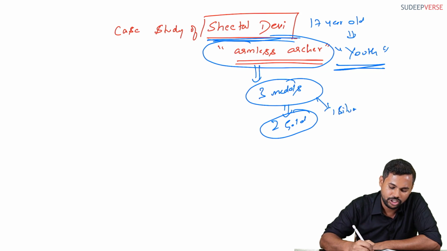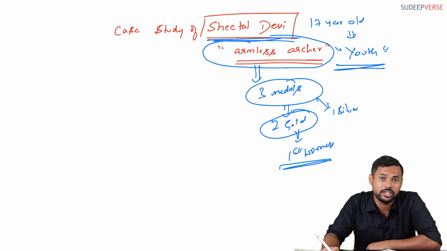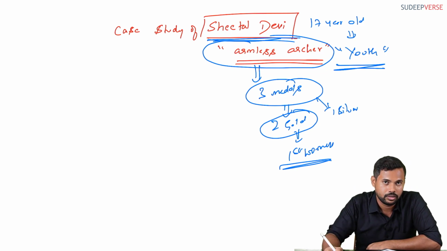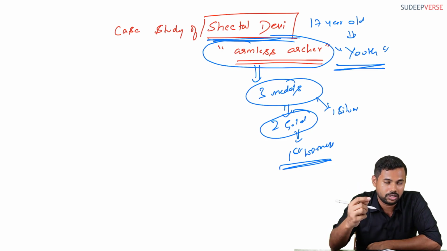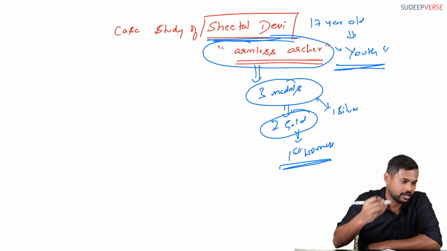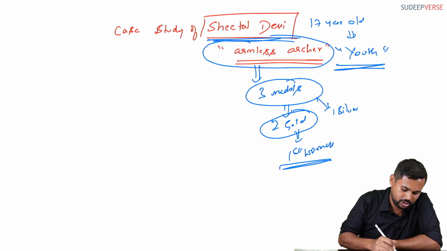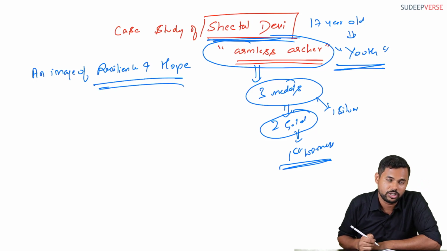Okay, and she is the first woman to win 2 gold medals in 1 Asian Para Games. So that is a huge achievement. Now, barring all that aside, she is an armless archer. To reach that level shows that she is an image of resilience and hope. Okay, she is an image of resilience and hope.